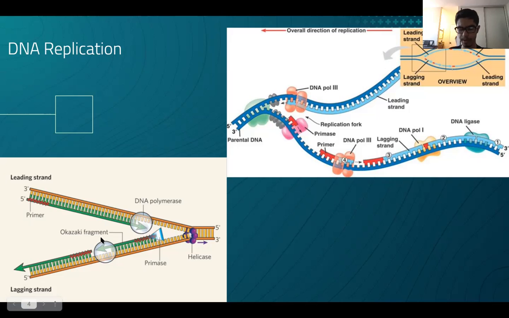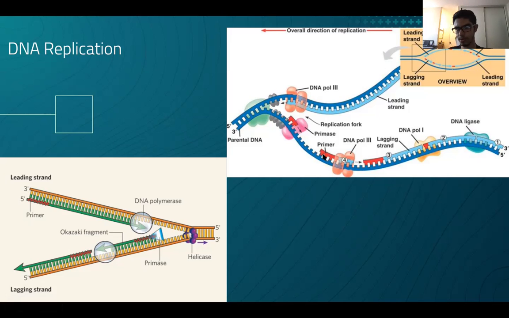There's a name for the separate segments of DNA, and those are called Okazaki fragments. But in the end, you're probably asking, how do these segments in the end create the complementary strand? Because they're not complete. But that's where DNA ligase comes in.